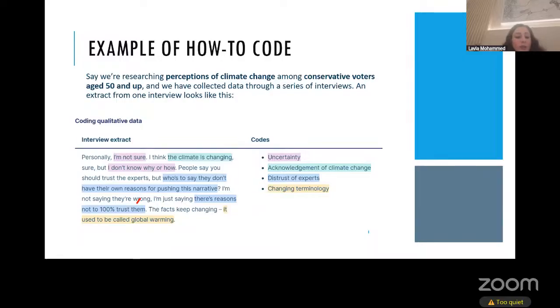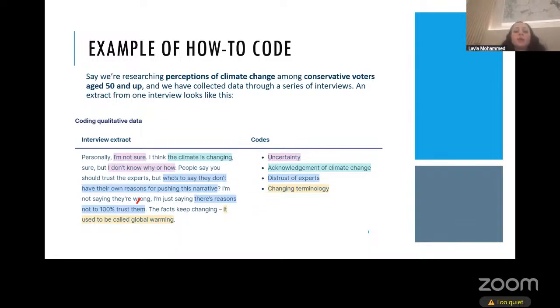I'm just saying there's reason not to 100% trust them. Clearly a trust issue here then, of experts. And then we got, it used to be called global warming. So that's changing terminology. All right.